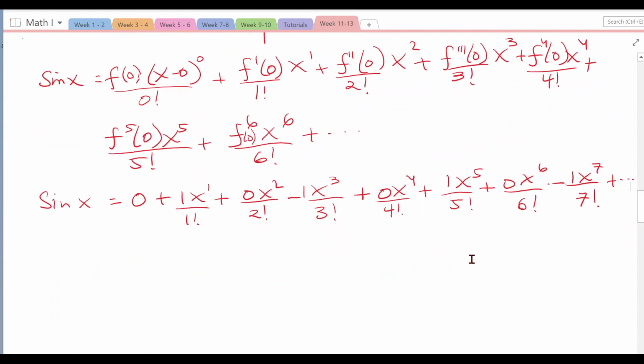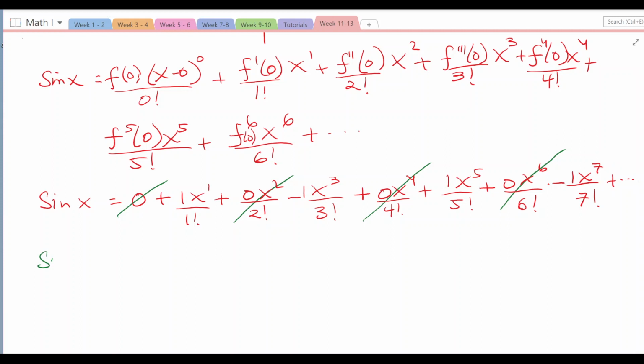Okay, so we have a couple of zeros. As you can see, we have 0, and then this is 0, this is 0, this is 0. So we only have x to the power of 1, x to the power of 3 with a negative sign, x to the power of 5 with a positive sign, x to the 7 with a negative sign. So that's the summary at the moment.